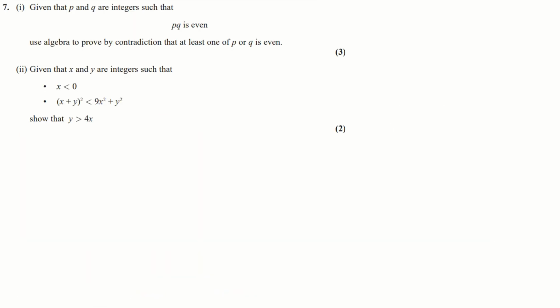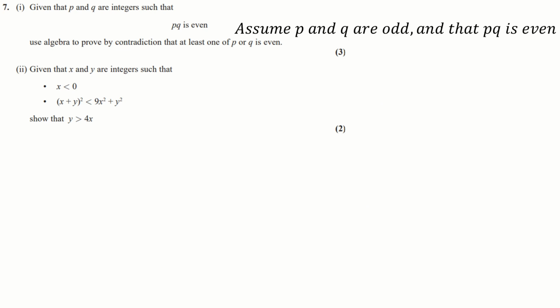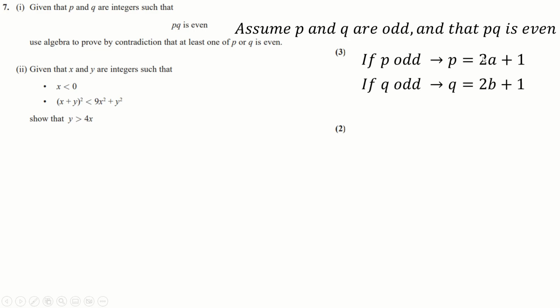So 7 then, so we'll set up our contradiction. So let's assume p and q are odd, and that pq is even. If p and q are odd, we can write them like this. This is just from GCSE maths, if you remember.